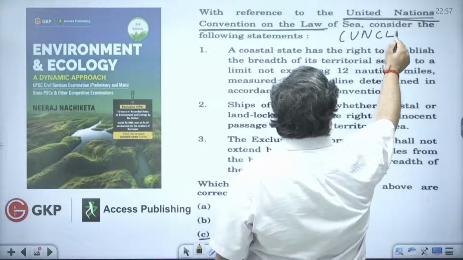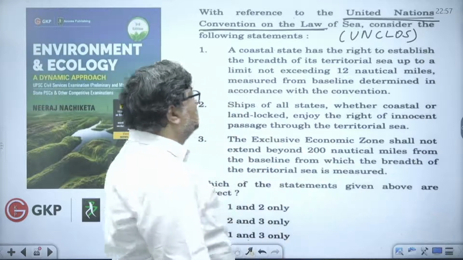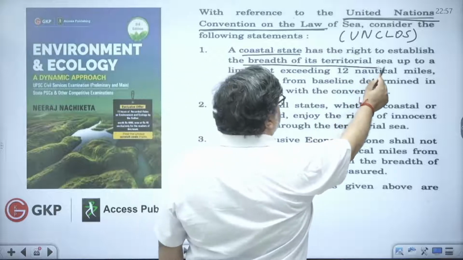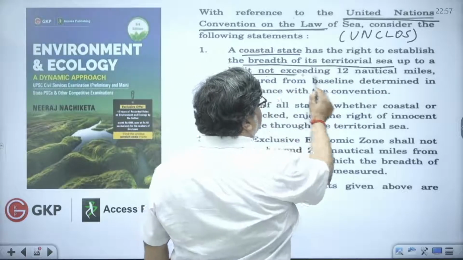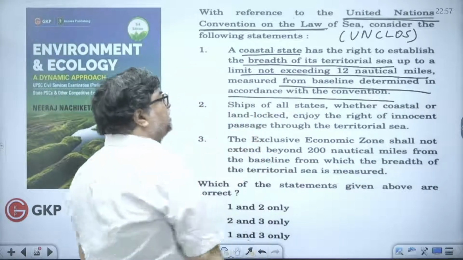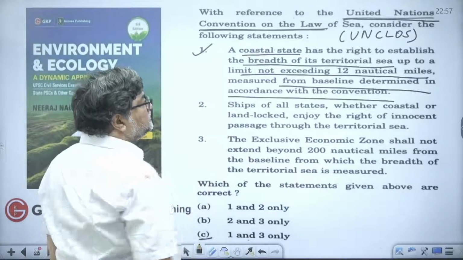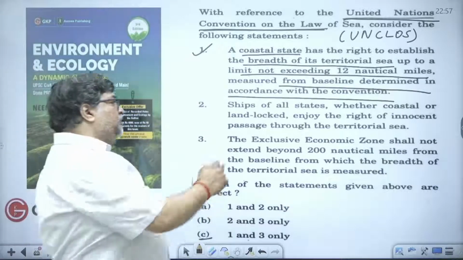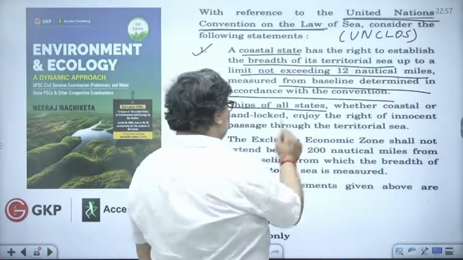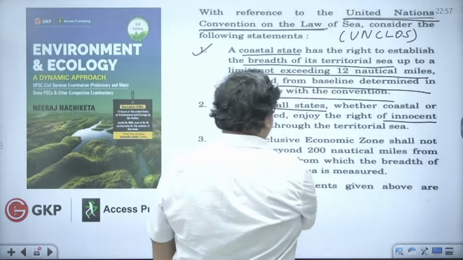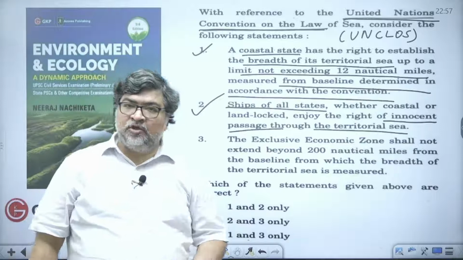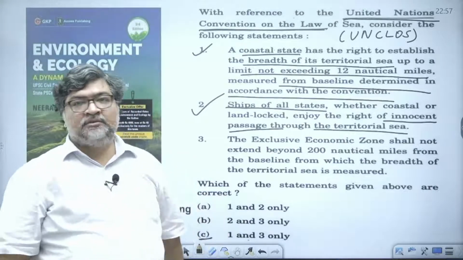First is territorial water. A coastal state or country has the right to establish the breadth of its territorial sea up to a limit not exceeding 12 nautical miles, measured from the baseline determined in accordance with the convention. That is correct. It's called territorial water. Number 2, ships of all states, whether coastal or landlocked, enjoy the right of innocent passage through the territorial sea. This is also correct. Innocent passage, not affecting the security of the country, national security.